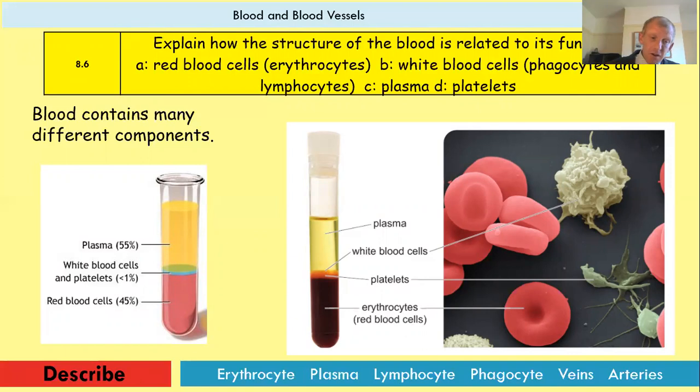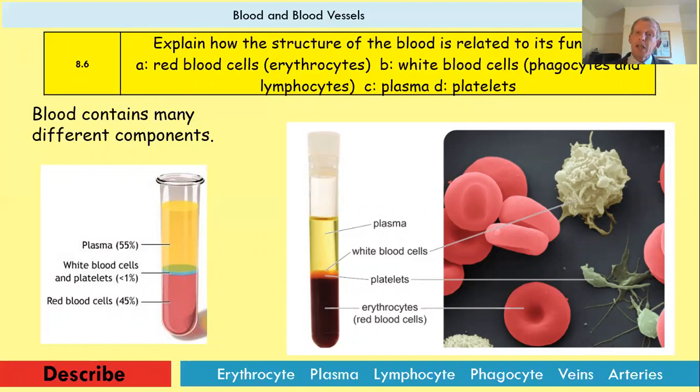Now, the very small remaining part of your blood, the white blood cells and platelets, make up less than 1% of your blood, and they also perform a very important role. Your white blood cells, we're only going to be looking at a couple of different types, but there are a large number of different types of white blood cells.